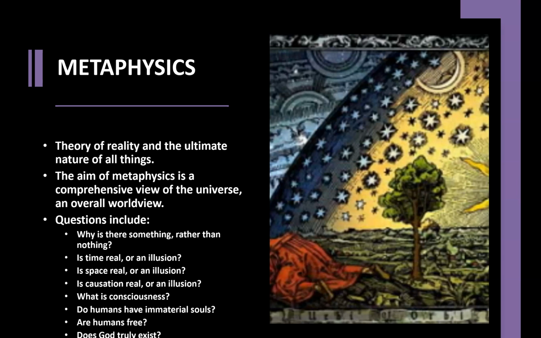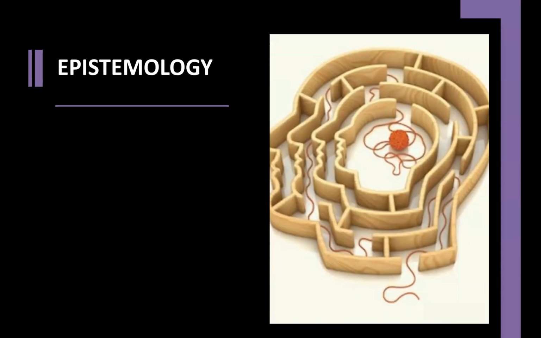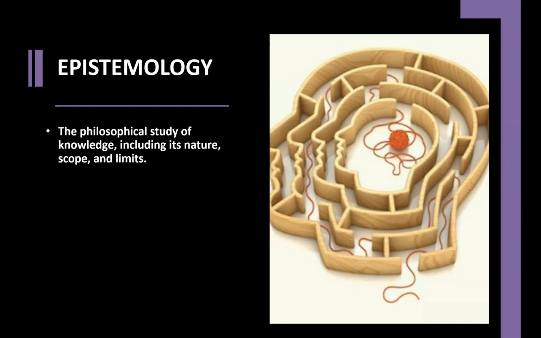Do we have free will? Or are all of our actions determined and free will is just an illusion? Again, does God exist? This is just a really small sample of some metaphysical questions in philosophy. So that's one major branch of philosophy. Another is epistemology. And epistemology is the philosophical study of knowledge, and that includes the nature of knowledge, the scope of knowledge, the limits of knowledge.